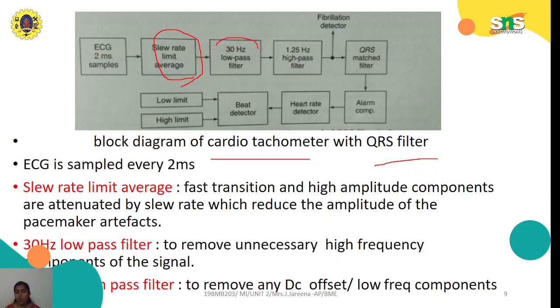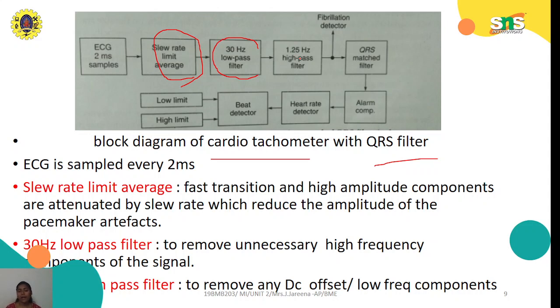This 30 hertz low pass filter allows only the frequency that is below 30 hertz. Whatever frequency is present above it is removed. Whereas if you see the high pass filter, the high frequency is allowed; whatever is present in the signal at less than 1.25 hertz is removed. So in this way we are removing high frequency and low frequency or any other artifacts which are produced by some pacemakers which are already present inside the heart.